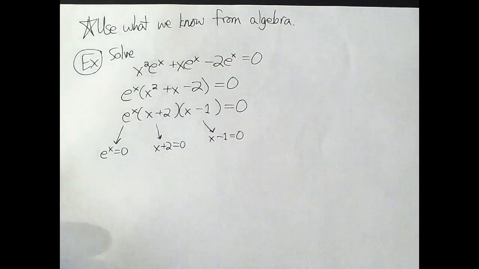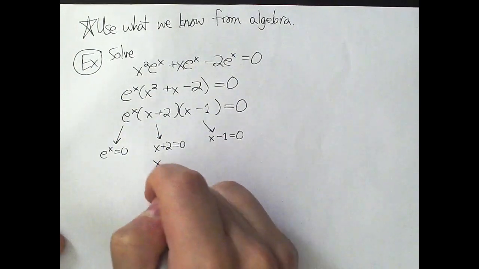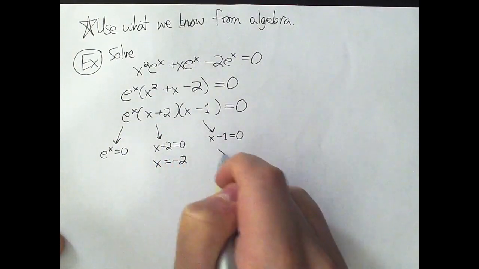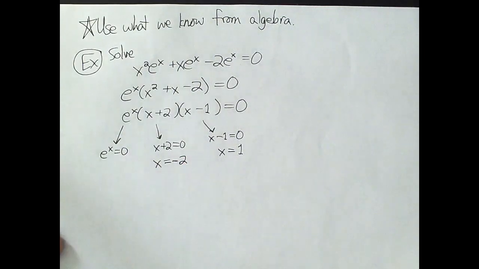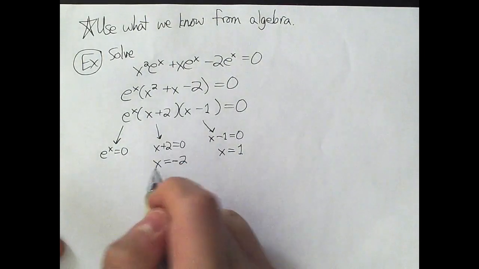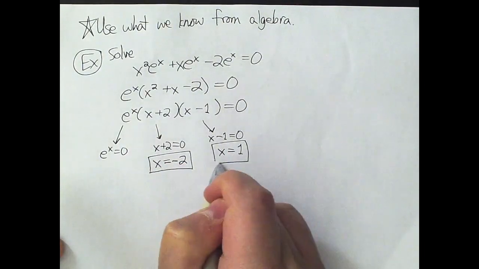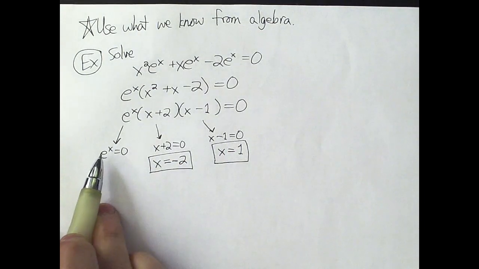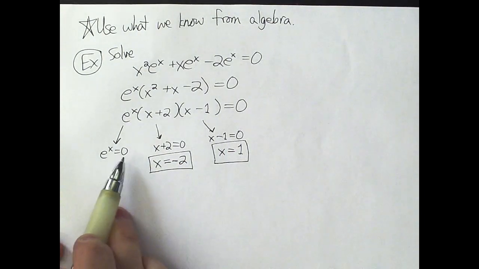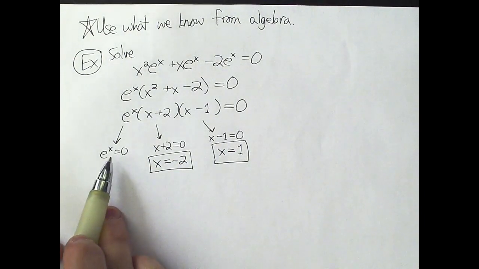Let's do the easy ones first. This is x equals negative 2. This is x equals 1. I'm going to say those are the easy ones. I'm going to put a box around them too. That and that. What about this though? e to the x equals 0. What is x going to be?